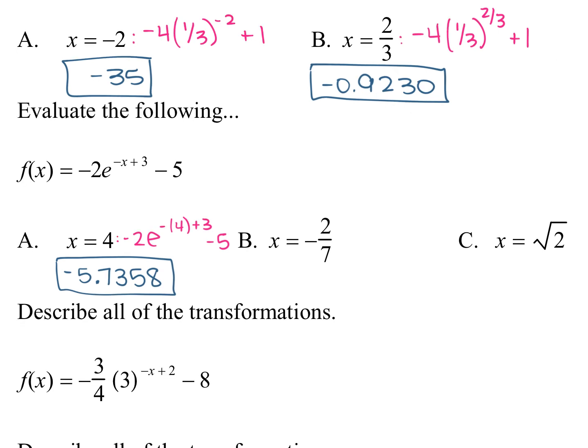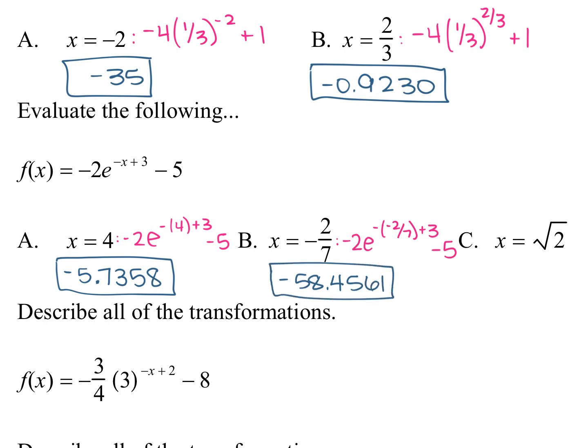For B, we have x is equal to -2/7. Again, plugging this in, we would get -2e to the power of the opposite of -2/7 plus 3 minus 5. You should plug this into your calculator and get -58.4561 as your answer.